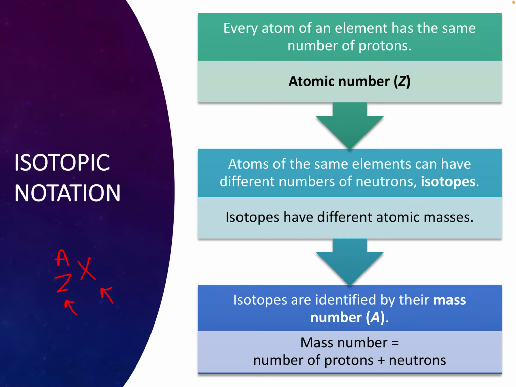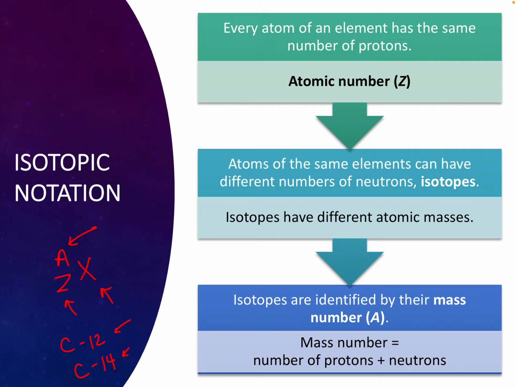And then atoms of the same element, though, can have different numbers of neutrons, which give us different isotopes. So the mass number on the top can be different for different atoms of the same element. We call those isotopes, and we will identify isotopes by their mass number. Like we might say carbon 12, we might say carbon 14. If we're talking about those isotopes, these numbers are the mass numbers. We don't need to say what the atomic number is because all atoms of carbon will always have 6 protons.